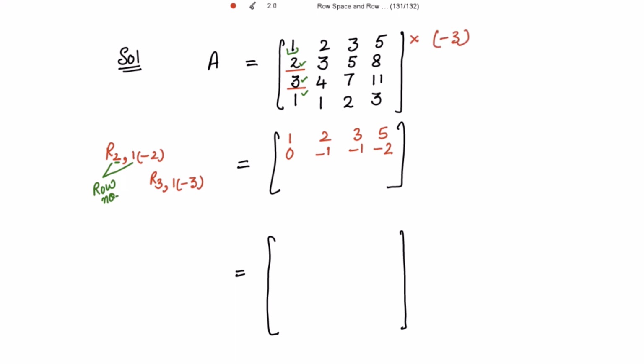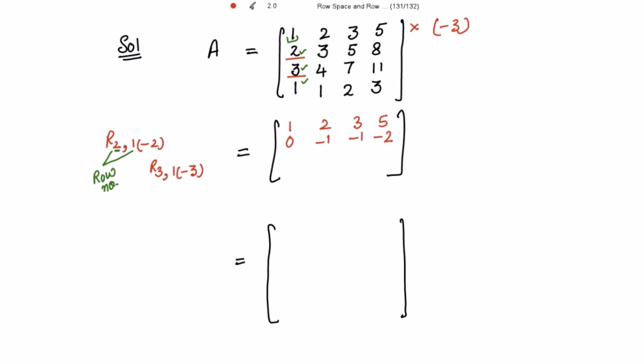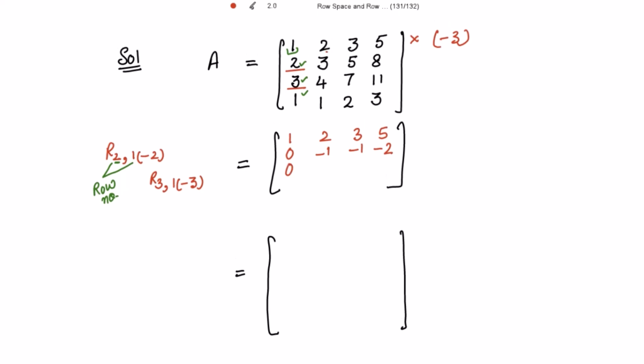1 is multiplied with -3 and adding with this 3 we get 0. Multiplying 2 with -3 we get -6 and adding this to 4 we get -2. Multiplying 3 with -3 we get -9 and adding this to 7 we get -2. Multiplying 5 with -3 we get -15 and adding this to 11 we get -4.